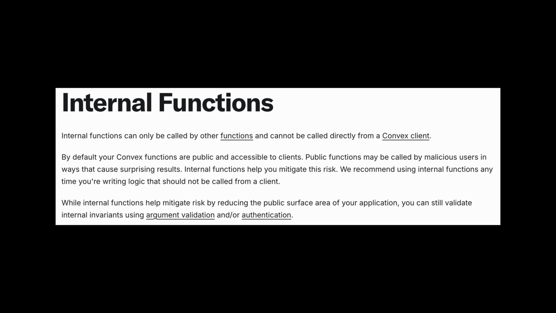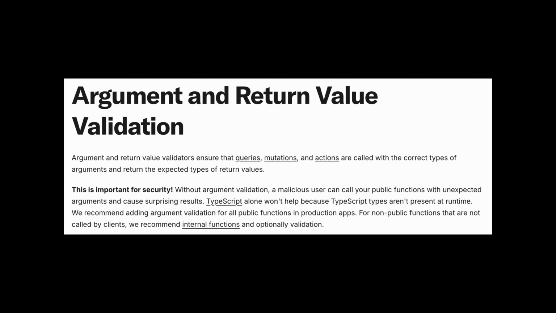Then we have internal functions. Internal functions are those functions which can be called by other functions. And these functions are not available to the Convex client directly. And finally, we have these validation functions. Validation functions are responsible for validating the data that we input and output in case of queries and mutations and actions. We will take a look at some of the functions that I just described a little bit later in the video.